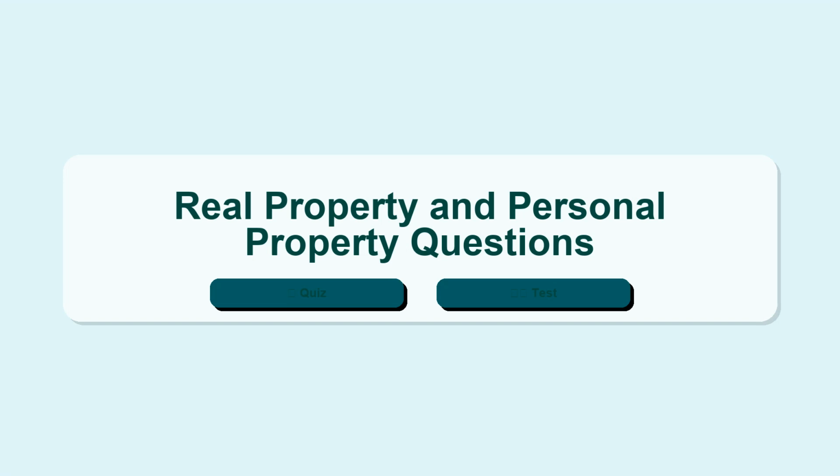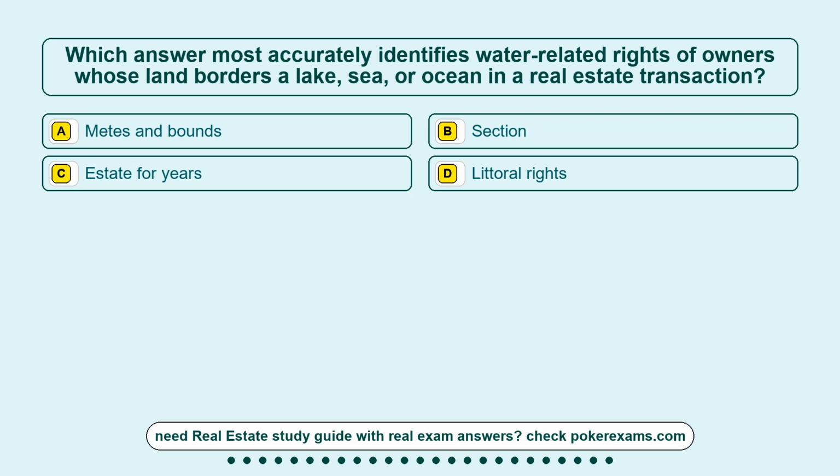Real property and personal property questions. Question 1. Which answer most accurately identifies water-related rights of owners whose land borders a lake, sea, or ocean in a real estate transaction?